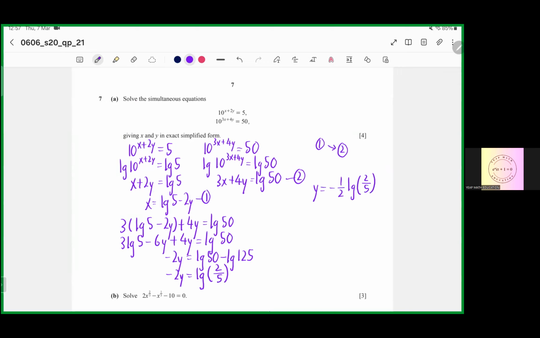But I don't want the negative, so I just change it this way: y equals 1 over 2 log 5 over 2. Okay. Now I find the value of x. So x equals log 5 minus 2 bracket 1 over 2 log 5 over 2 here. Now I get log 2. Okay.